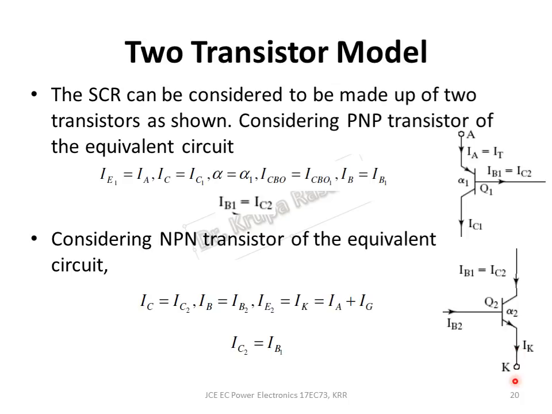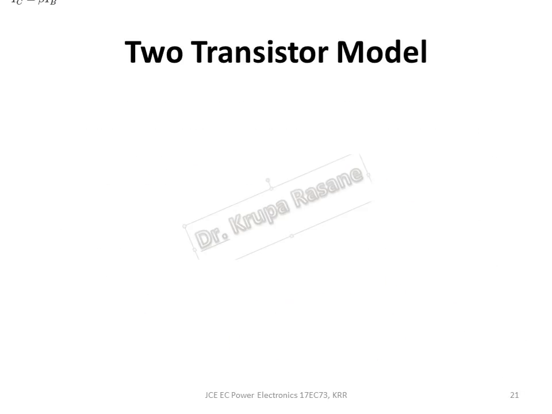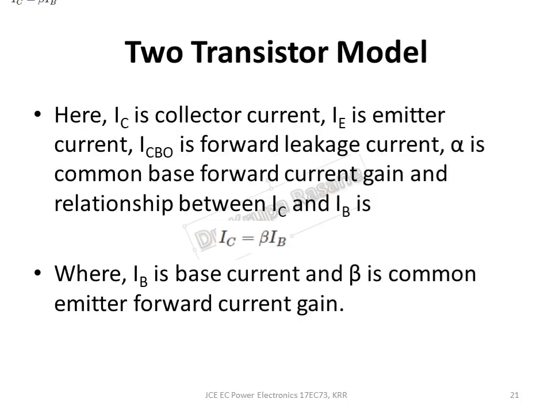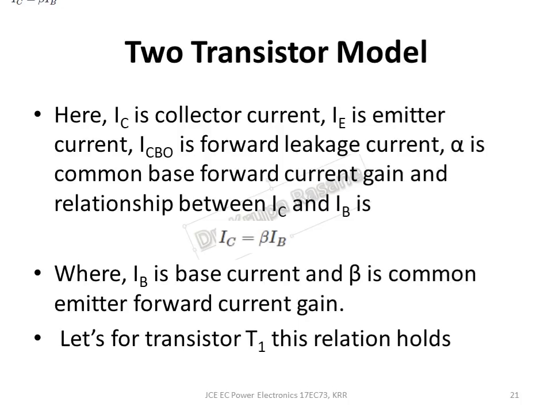Okay. And also one equation we have to remember: the emitter current, which is nothing but the cathode current, is the summation of the anode current and the gate current which is entering. So hence IC is the collector current, IE is the emitter current, and ICBO is the leakage current of the transistor. And we know the relation between IC and IB, that is IC equal to beta times IB, where IB is the base current and beta is the common emitter forward current gain.